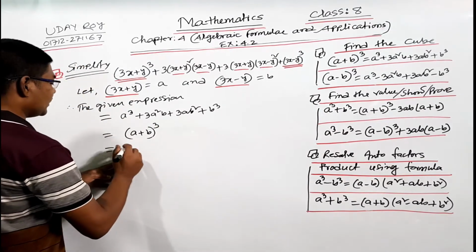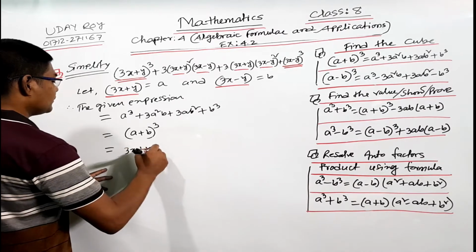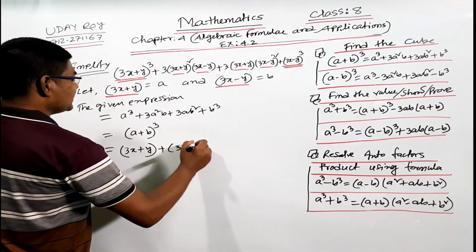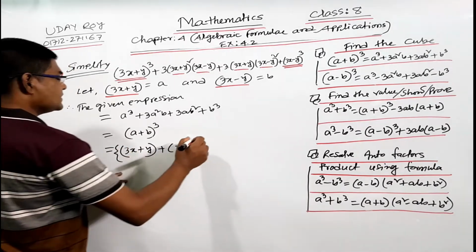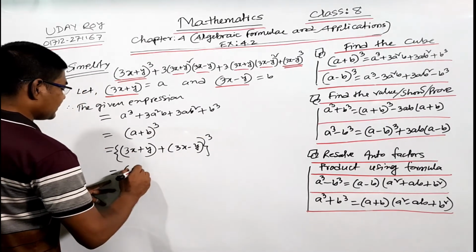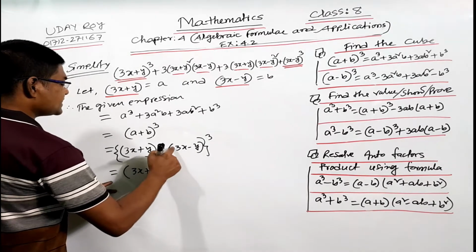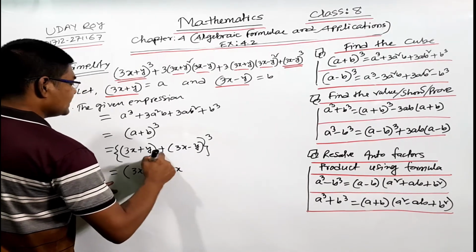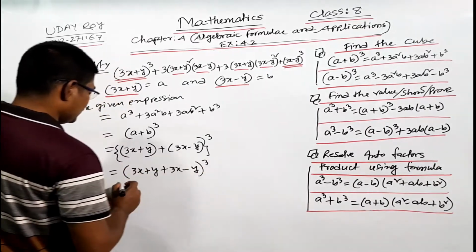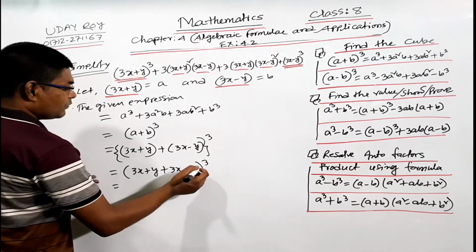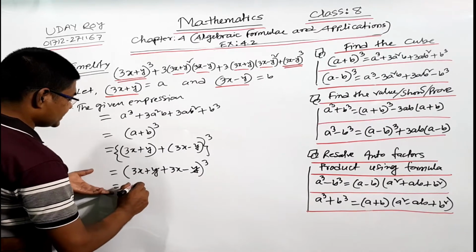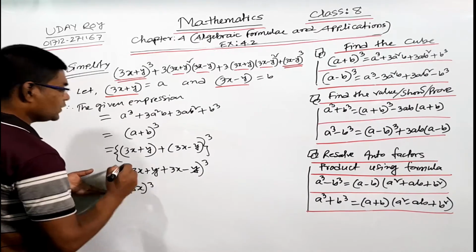So here is a equal to 3x plus y. Try to use bracket and 3x minus y. Here is cube. Let's come back. Here is 3x plus y, plus into plus, plus 3x minus y, plus into minus, minus. Here is cube. So we get minus y, plus y cut. We get 3x plus 3x, 3 plus 3 equal to 6x whole cube.